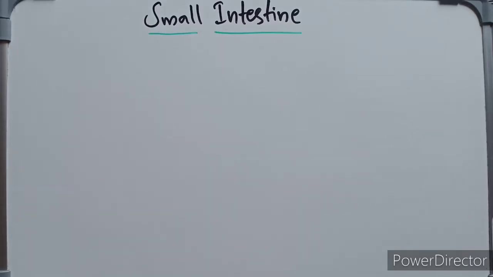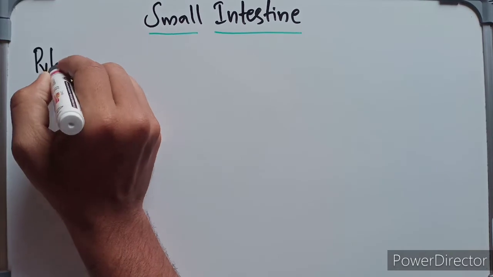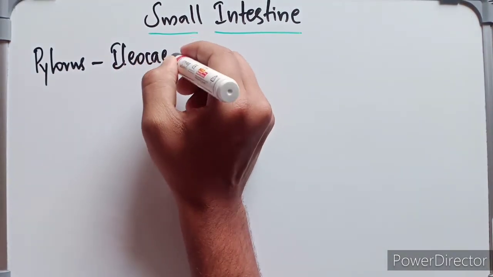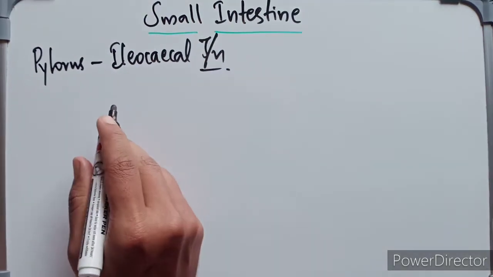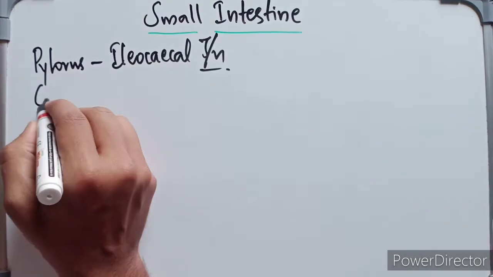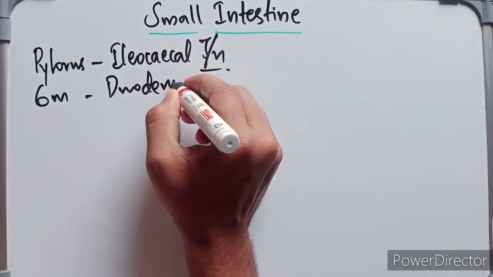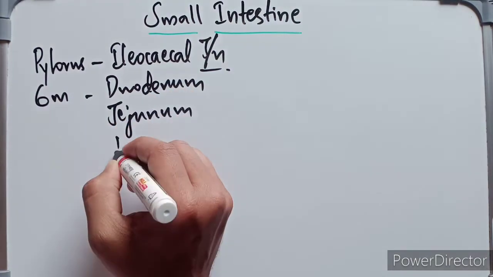So in this video we are going to look at the anatomy of the small intestine. The small intestine extends from the pylorus to the ileocecal junction. It is about 6 meters long and it is divided into 3 parts, which are known as the duodenum, jejunum and the ileum.